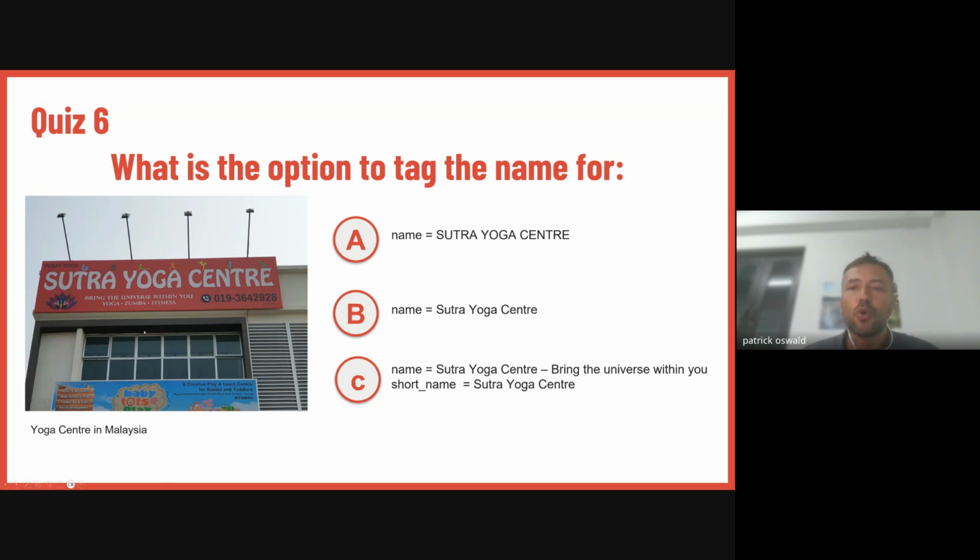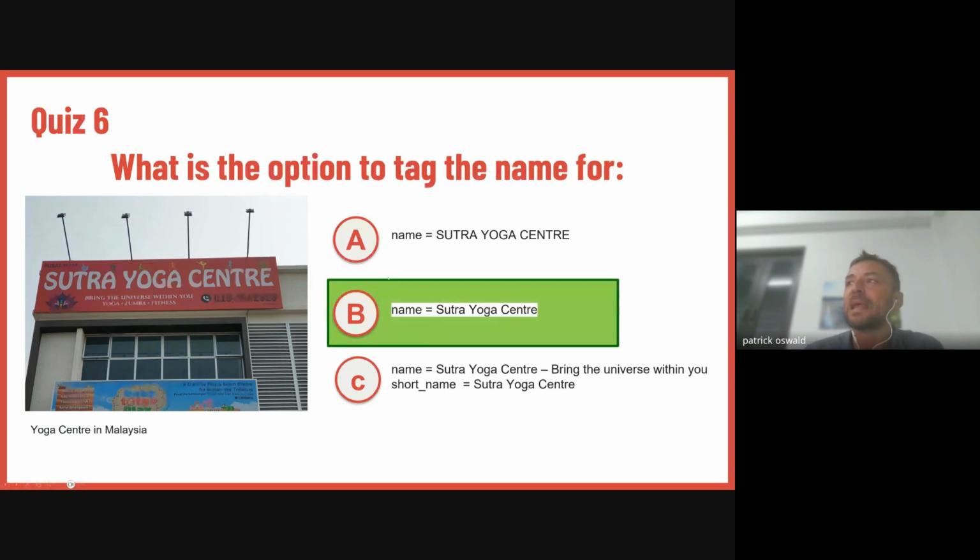A, B, or C? So since I revealed first to A, I think we can already rule it out. I've been too quick, damn it. So A is ruled out, obviously. I showed it now because, again, capital letters, not great.